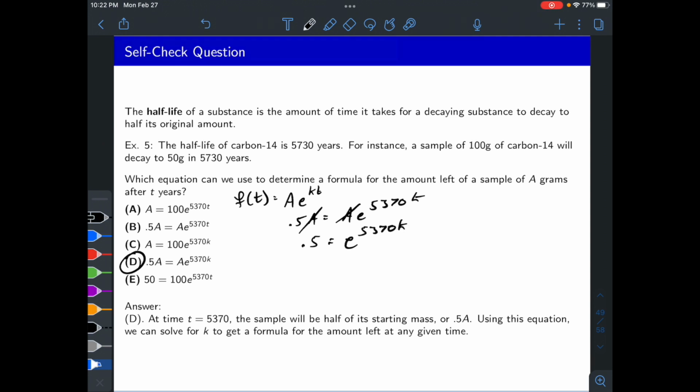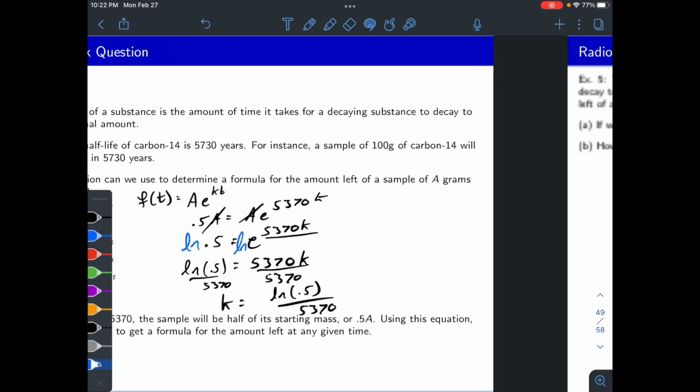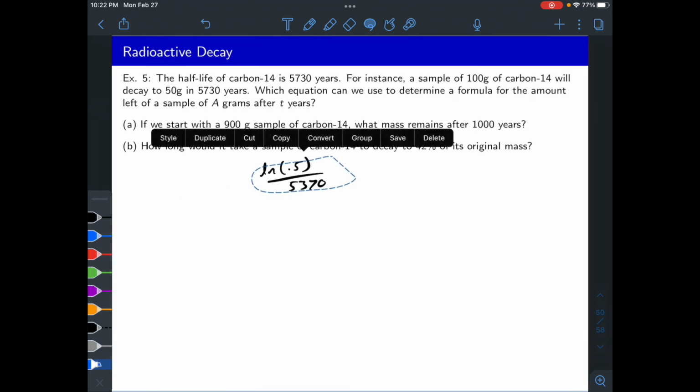I can take the natural log of both sides. On my right side, the natural log of e to the something is just going to equal that something. And on the left side, we'll just have ln of a half. Oops, I forgot my k. Then I'll divide both sides by 5,730 to get my k value. So k is equal to ln of a half divided by 5,730. This is going to be our k value.